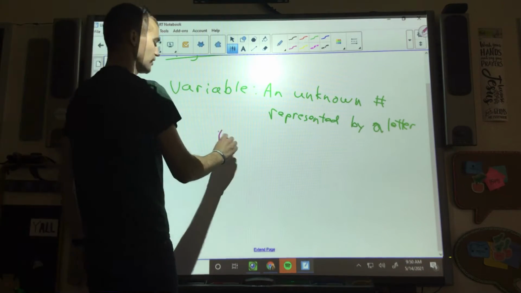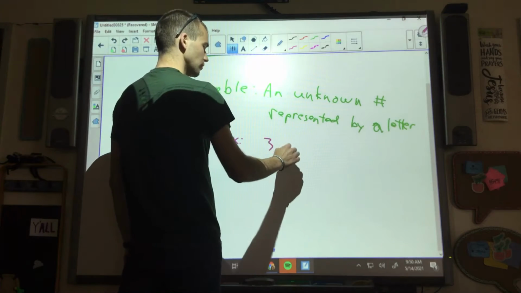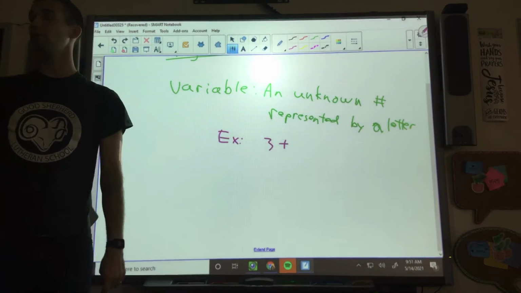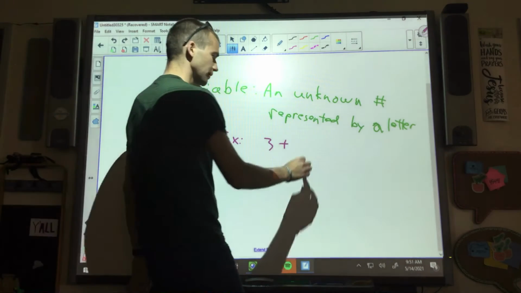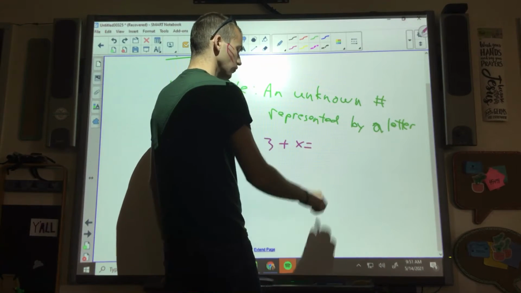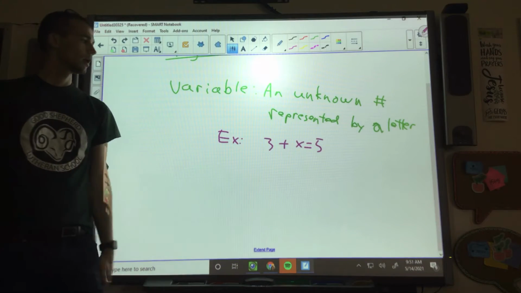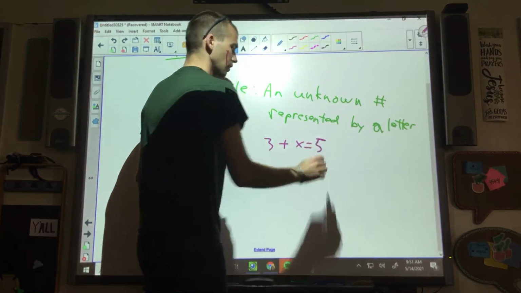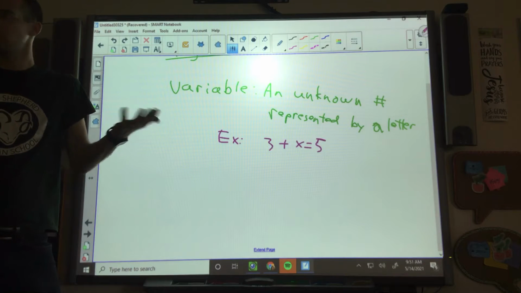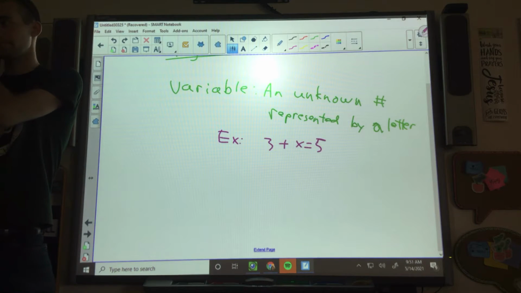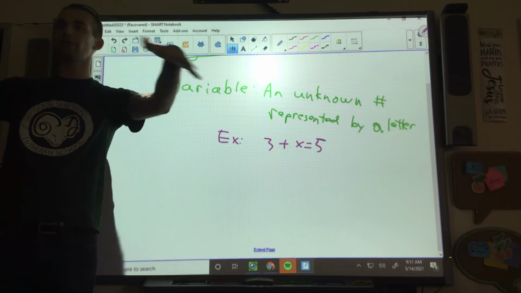So an example of that might be, let's say, 3 plus, what's the most commonly used unknown number we said? X. Yes, x is the most common one. 3 plus x equals 5. What's x? 2, right? And you look at this and say, hey, I can solve that. Now, how did you solve it? Because 3 plus 2 equals 5, and x obviously has to be 2. So that's the short way. Your brain automatically knows how to do it.